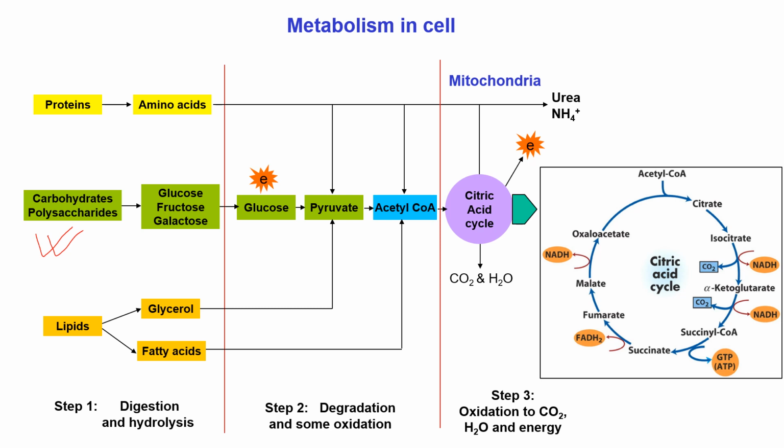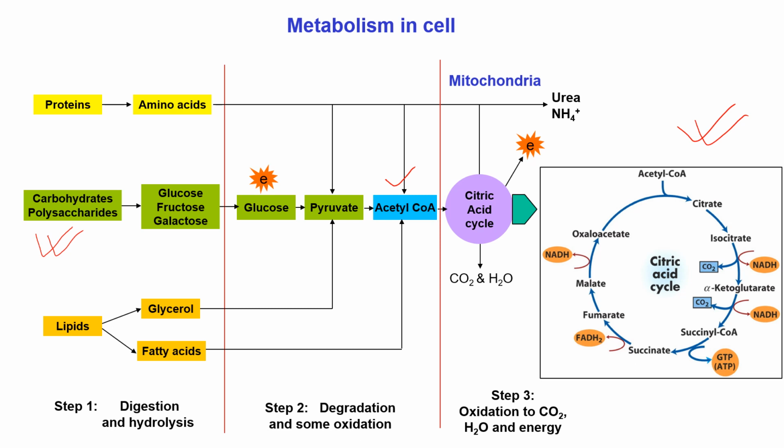And in our cell, in the cytoplasm, glucose after glycolysis is converted into pyruvic acid, and after that pyruvic acid is converted into acetyl CoA. When it is converted into acetyl CoA, it can enter the mitochondria, and in the mitochondria a series of reactions occurs. We can see in this chart the Krebs cycle or citric acid cycle, and sometimes it is known as the TCA cycle.